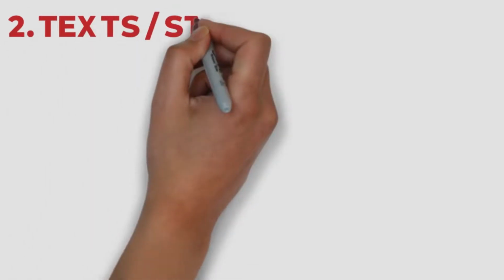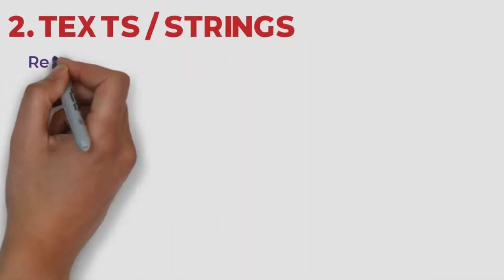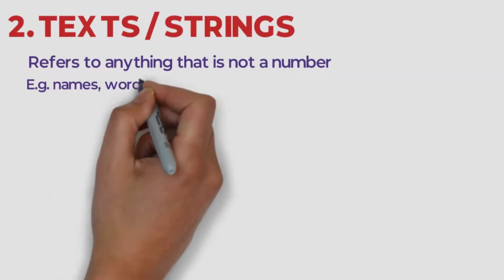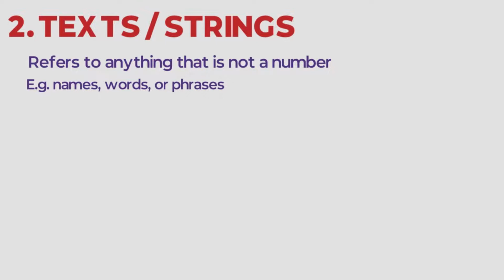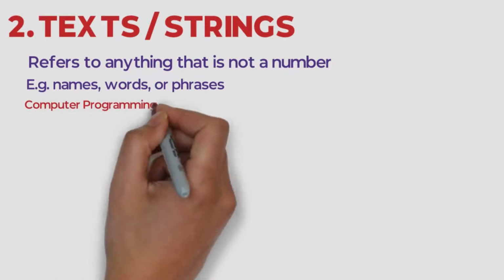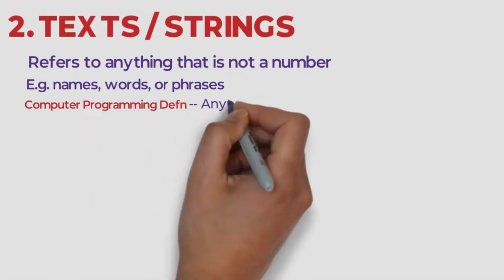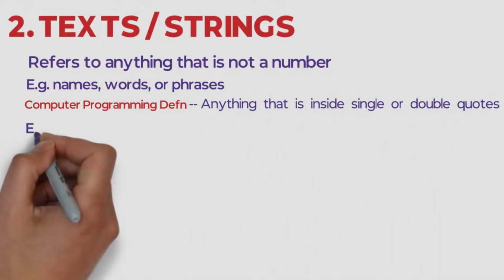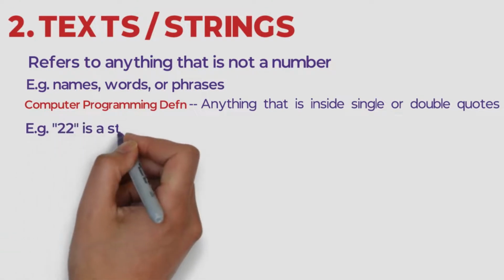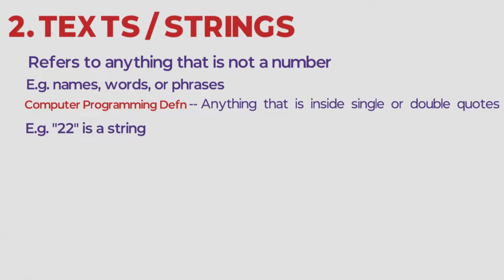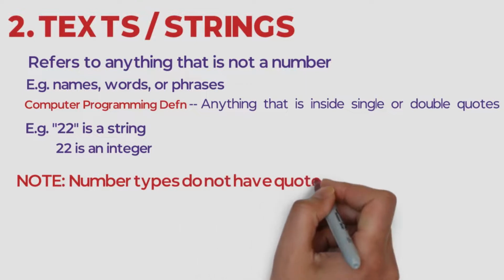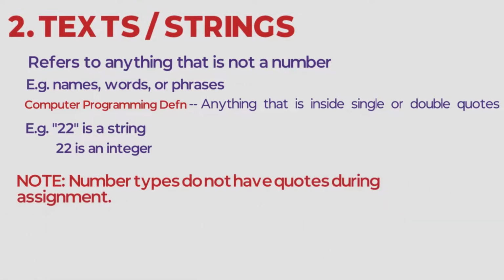Number 2. Strings. Strings refer to anything that is not a number. This could be a name, a word, or a phrase. However, in computer programming, we consider strings to be anything inside single or double quotes. That means that numbers can also be strings if they are placed within quotes at the time of assignment. Confusing, right? Well, just remember that number types do not have quotes at the time of assignment.